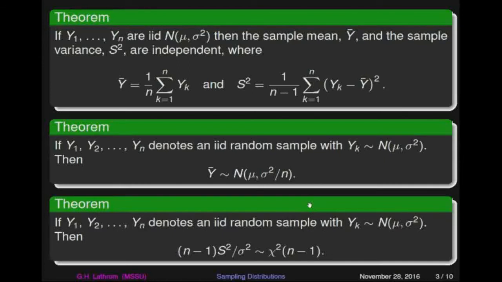And finally, the last theorem that we will make use of is: if we have y sub 1, y sub 2, all the way up to y sub n, once more an independent, identically distributed random sample of normal variables with a mean of mu and a variance sigma squared, then n minus 1 times the sample variance divided by sigma squared is distributed as a chi-squared distribution with n minus 1 degrees of freedom.